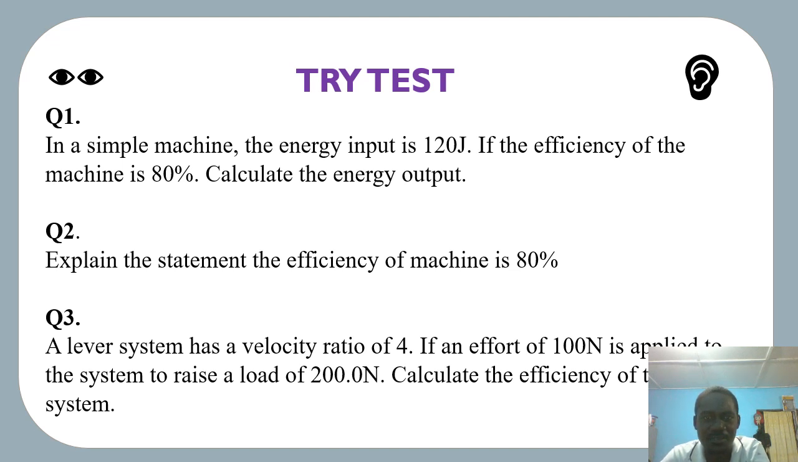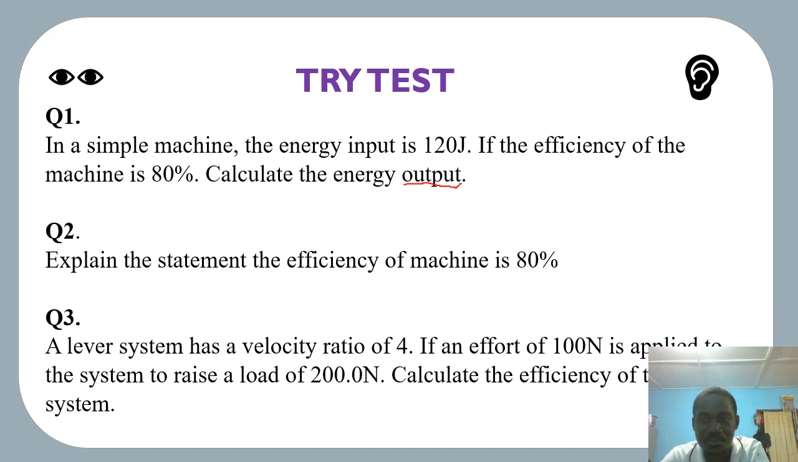The emphasis is here: energy output. So look at the formula you can use to solve it. Number 2, explain the statement: the efficiency of machine is 80%. When we say the efficiency of machine is 80%, what does it mean?